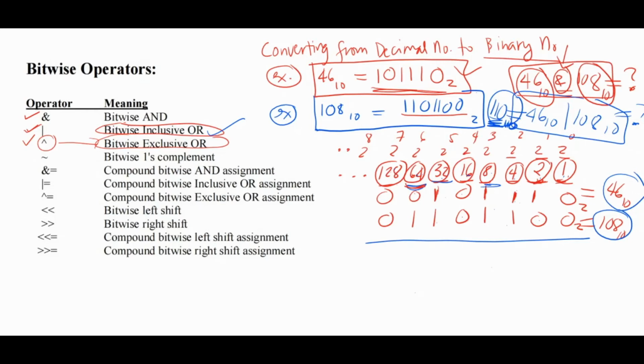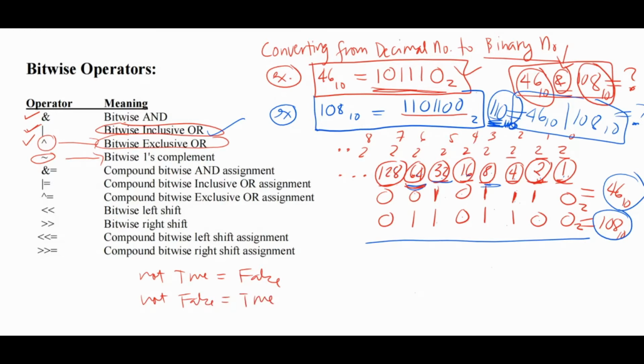The next operator, which is this symbol, is called bitwise ones complement. This is equivalent to negation or the not operator. Like when you say not true, it would result to false, or when you say not false, it would return true.